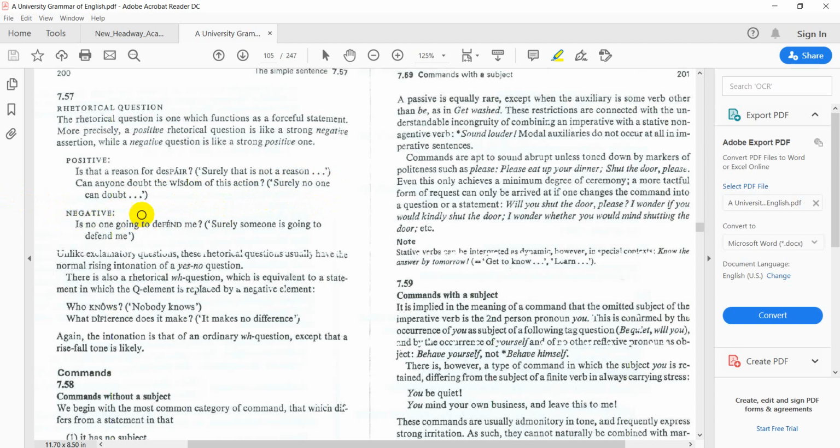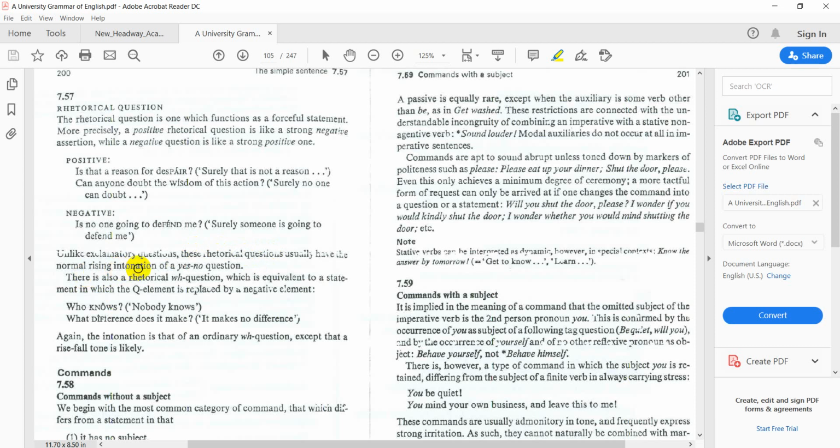Okay. Now let's have the negative. Is no one going to defend me? Surely there's someone who is going to defend me. So I ask by negative to get a positive answer. Positive assertion. Okay.